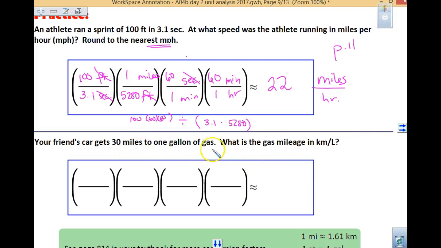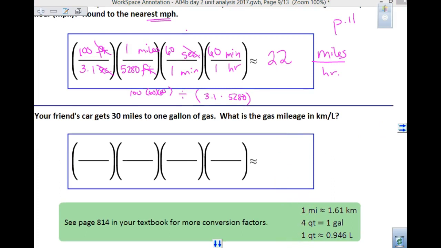Miles per gallon to kilometers per liter. Any other country besides the United States uses metric. These are their conversions. We need to get our answer in kilometers per liter. It says on page 18 in your book is where there's other conversions. How do we start it? 30 miles per 1 gallon.